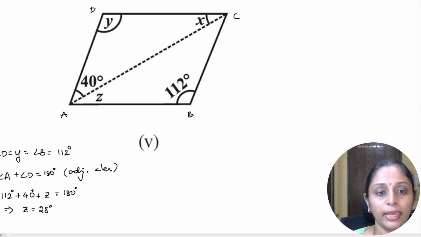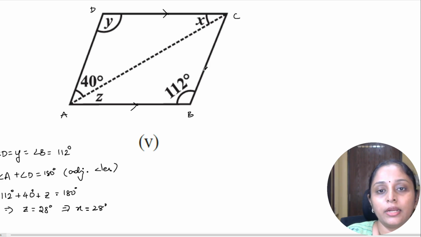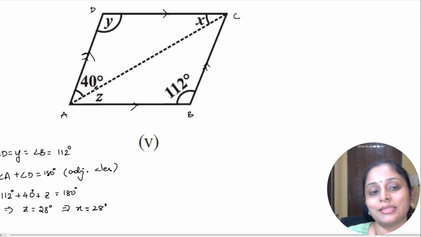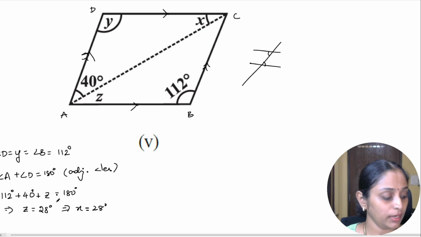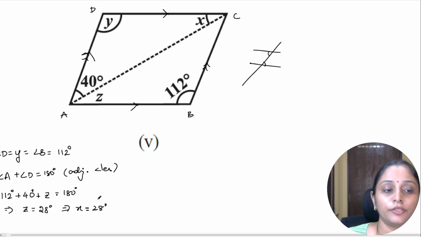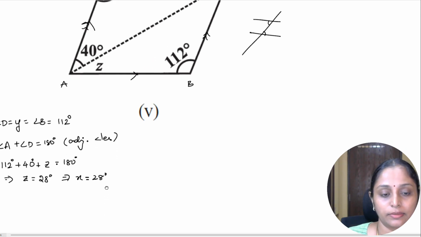Now can I conclude that x is also 28? What is the reason? Now see, this is a parallelogram. So these two sides are parallel to each other. These two are parallel to each other. So when AB is parallel to DC, consider the transversal AC. If you consider AC as transversal, x and z are alternate interior angles. So when you have two parallel lines, these two are alternate interior angles, right? So x and z are alternate interior angles, therefore they are equal in measure, correct? So that is about the measure of x.